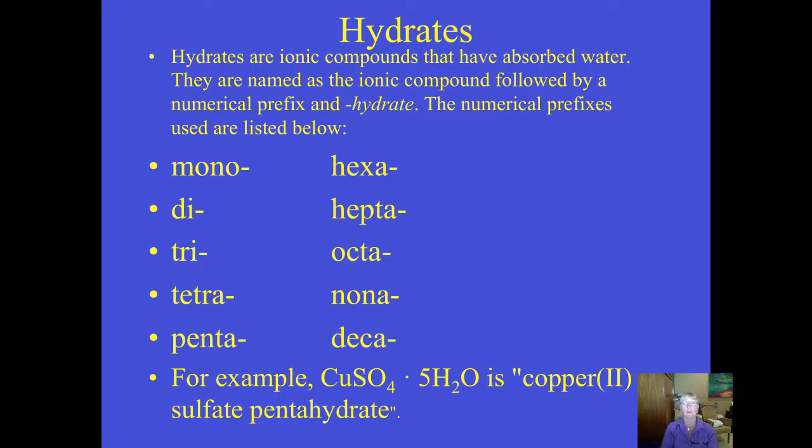So let's review what the Greek prefixes mean. Mono means one, di is two, tri 3, tetra 4. We're not using quad because that's Latin. Tetra is Greek, 4. Penta 5. I remember hexa because there's an X in the word 6 as well as in hexa. Hepta means 7, octa 8, nona 9, and deca 10.